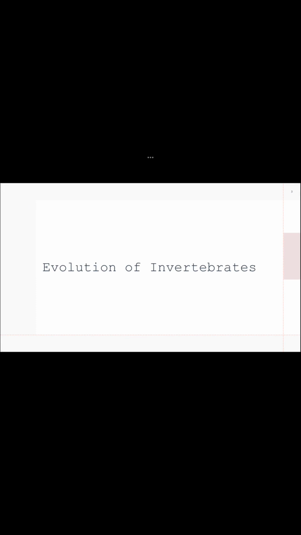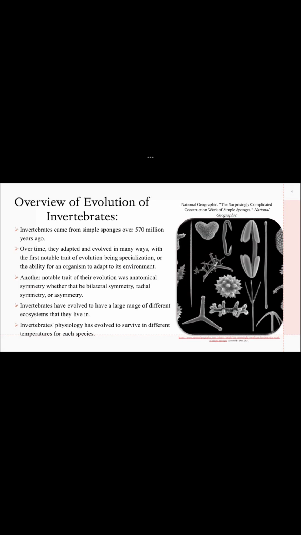The evolution of invertebrates. Invertebrates came from simple sponges over 570 million years ago. Over time, they adapted and evolved in many different ways, with the first notable trait of evolution being specialization, or the ability for an organism to adapt to its environment. Another notable trait of their evolution was anatomical symmetry, whether that be bilateral symmetry, radial symmetry, or asymmetry.